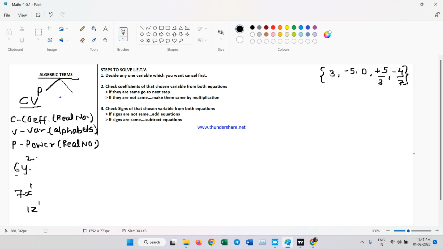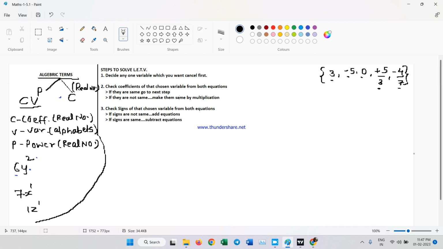Alright, now this is about the first type of algebraic term, and the second algebraic term is the C, that is the constant term or constant number. And as we all know, a constant number can again be any real number. Okay, it can be anything from this bunch of 5 numbers. It can be a positive number, a negative number, a 0, a positive fraction, or a negative fraction. Okay, that's what you mean by real number.